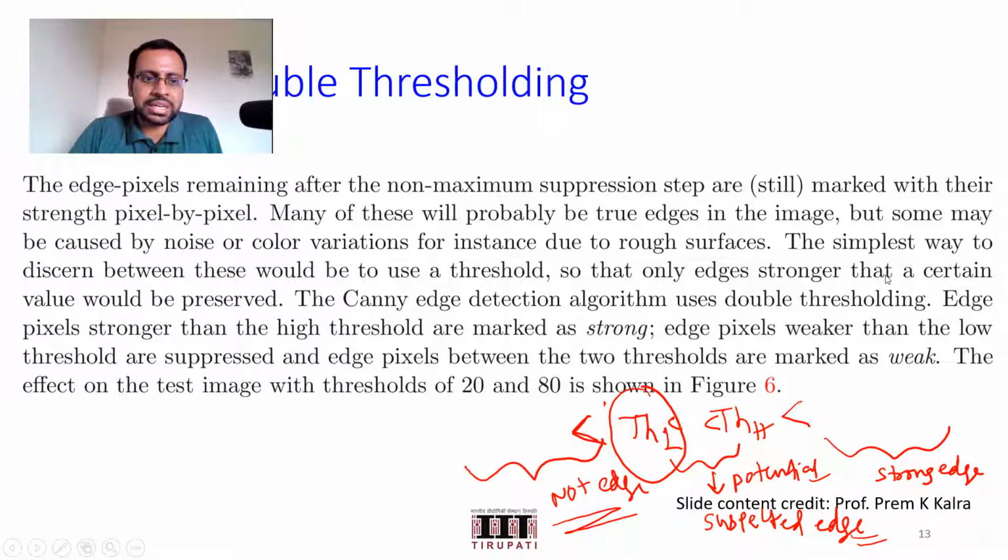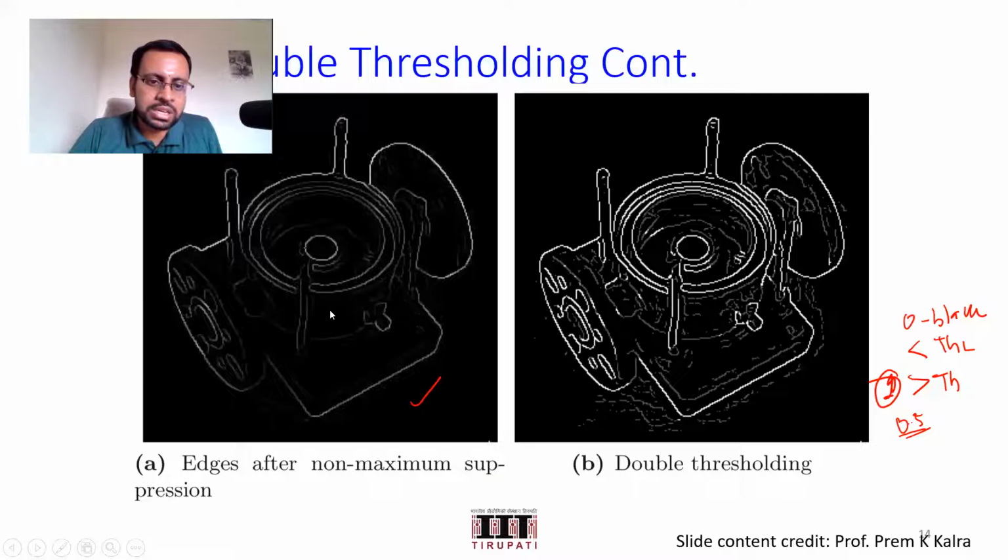The Canny edge detection algorithm uses double thresholding. Edge pixels stronger than the high threshold are marked as strong. Edge pixels weaker than the low threshold are suppressed, and edge pixels between the two thresholds are marked as weak. The effect on the test image with thresholds of 20 and 80 is shown in the figure. On this image, anything less than 20 is made zero. In between 20 and 80 are the ones you see as gray here. Anything greater than 80 is made strong. So this step of double thresholding is done.